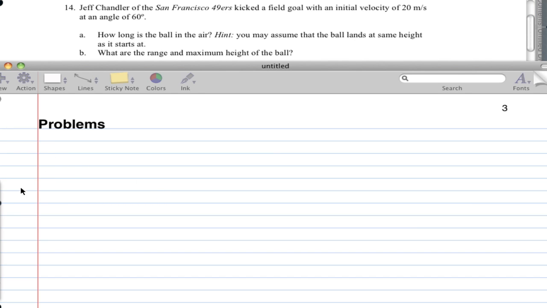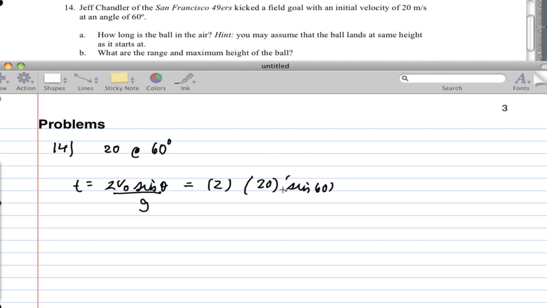So here, for number 14, we actually have a formula. For 14, how long is the ball in the air? We want to get the hang time, and we want to get the range and the maximum height. So let's just use our formulas. We've got 20 at 60 degrees, so this is so nice for us. The hang time is going to be 2 v naught sine theta over g. So that's going to be 2 times 20 times the sine of 60 divided by 9.8. So this is just wonderful. So it's 40 times, this is just great.